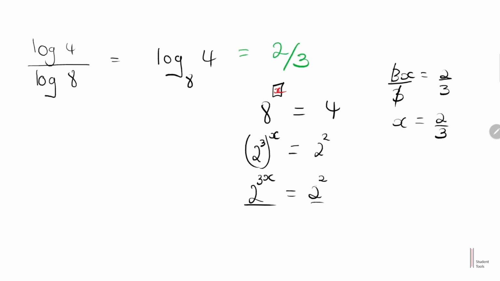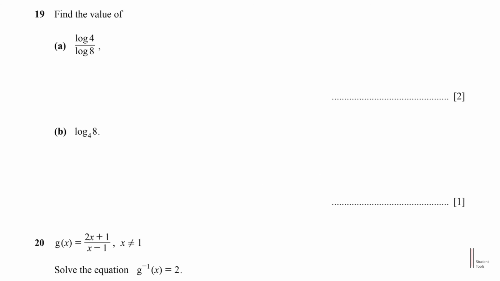We just use the x for identifying the power which the base 8 is raised at. So our final answer is 2 over 3. Now on question 19, we also have b. B, we have log 8 to the base 4.